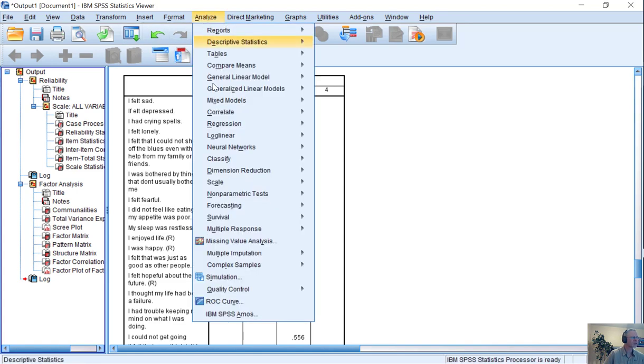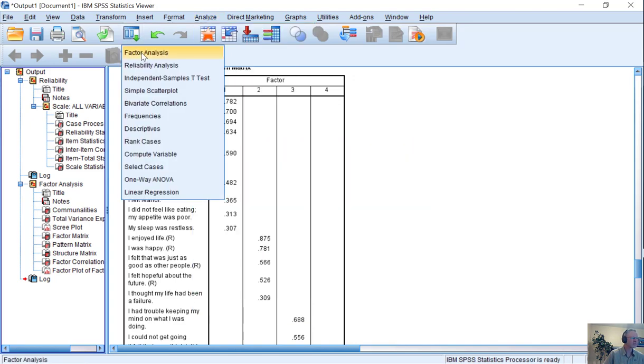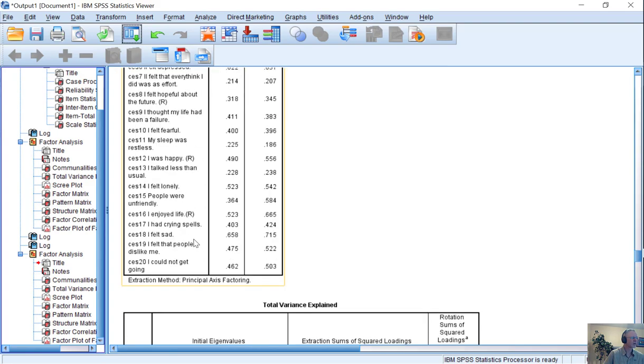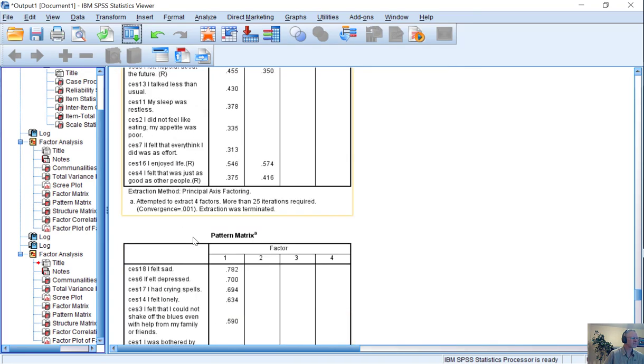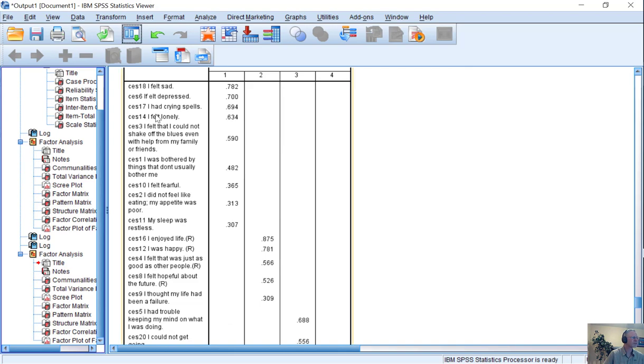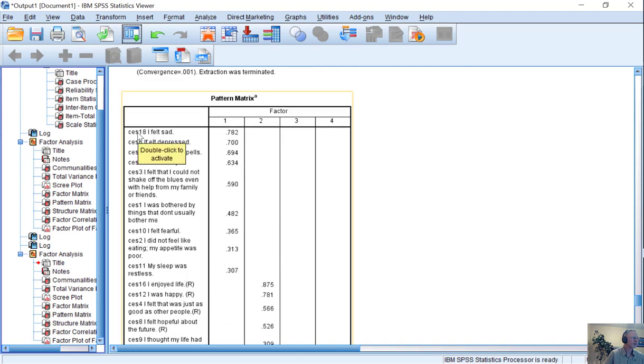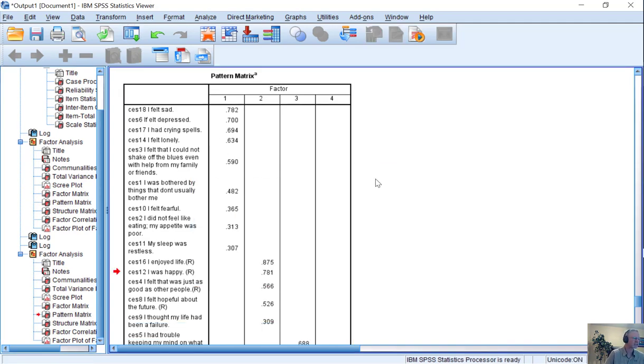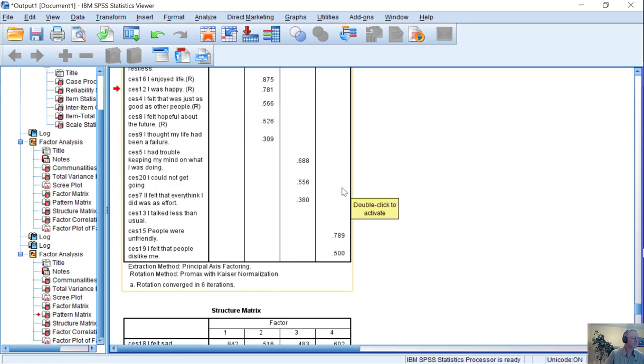So instead of going back over to Analysis, Dimension Reduction, all I have to do is go here. I just recently did a factor analysis, so it comes up with all the same settings. Hit OK. It reruns it. But this time, it's rerun to where it says that I have item 18, item 6. You'll notice these have the highest loading. So I felt sad, I felt depressed, are kind of like the main indicators of depression. That shouldn't be too surprising.